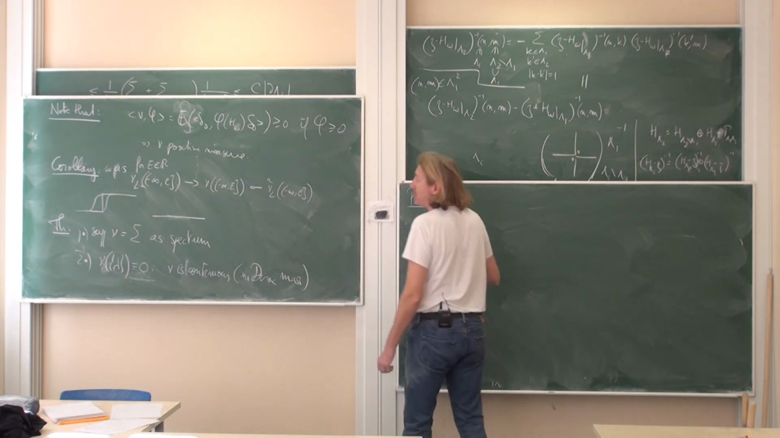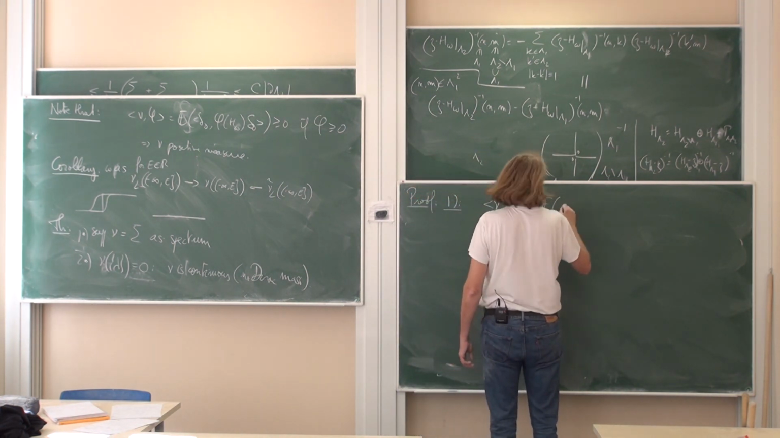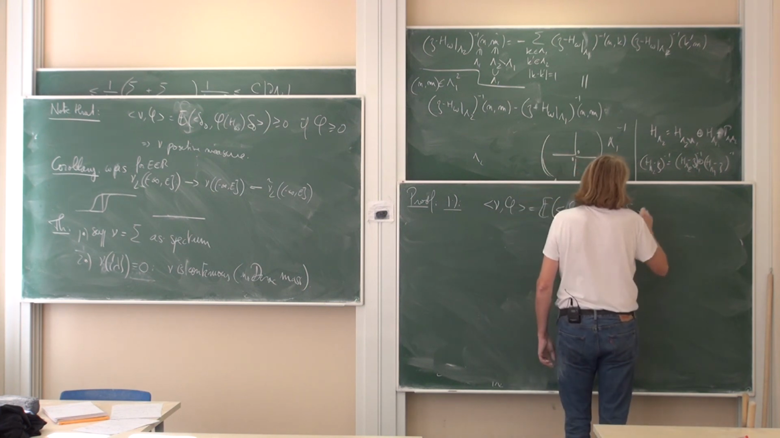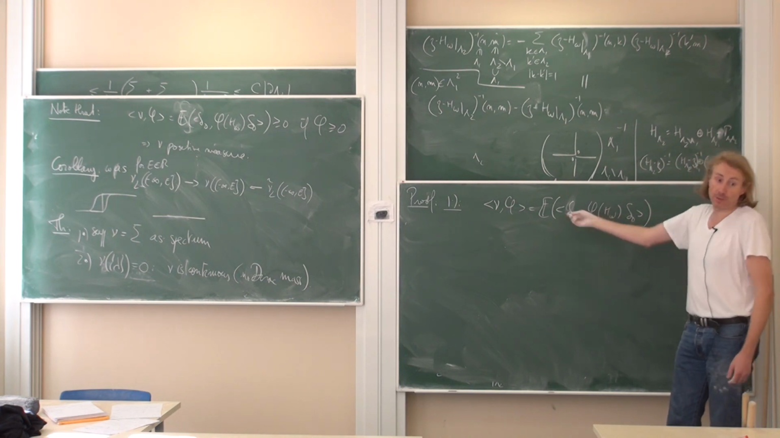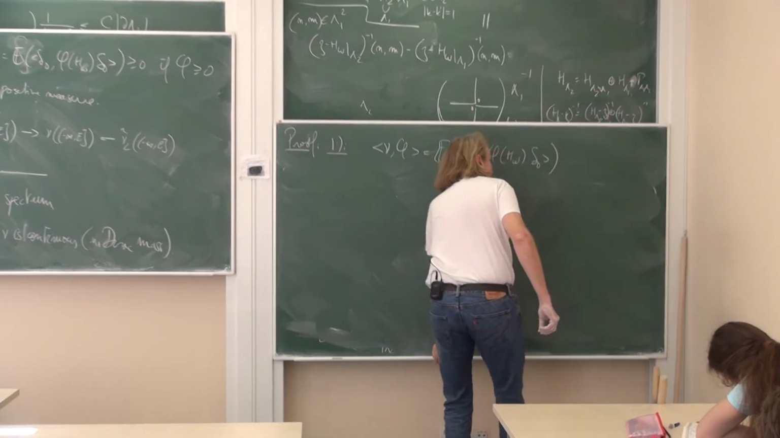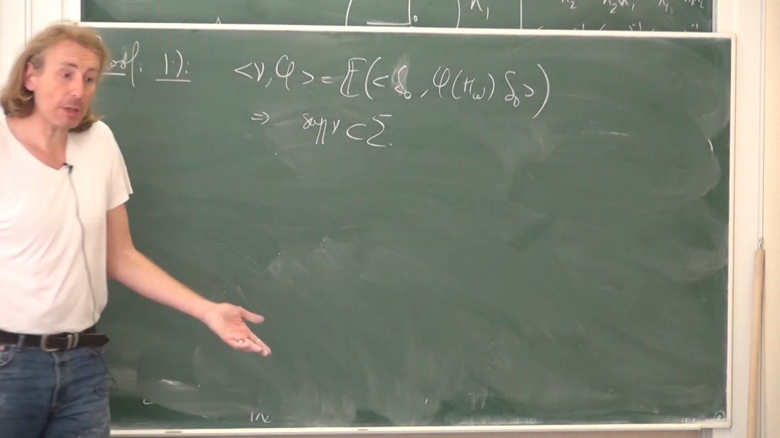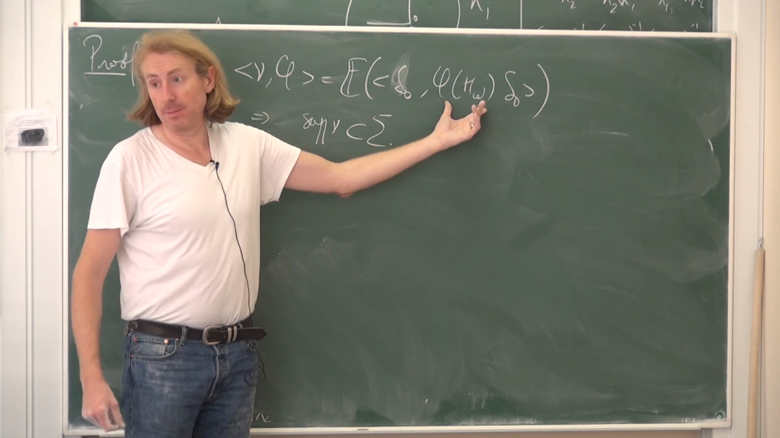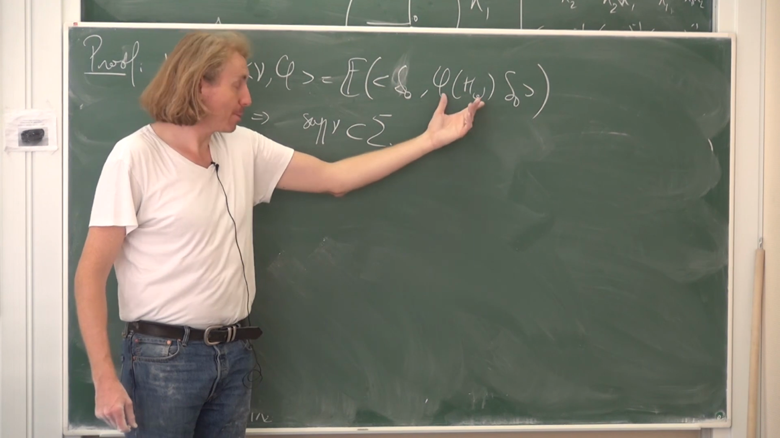So 1 is actually quite easy. Just look at the formula. Nu of phi is delta 0, phi of h omega, delta 0. So if you take a phi which is supported outside the almost sure spectrum, this is 0 for almost every omega. So the integral is 0, right? So this formula implies immediately that the support of nu is contained in sigma. Right? If you take any phi supported outside sigma, then phi of h omega is almost surely 0. Okay? And so this expectation is 0.